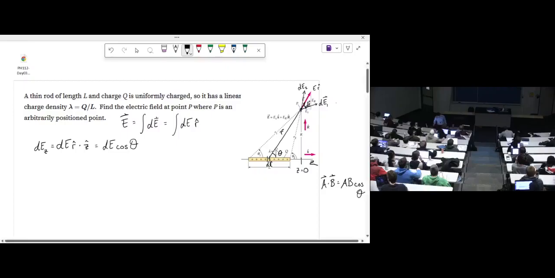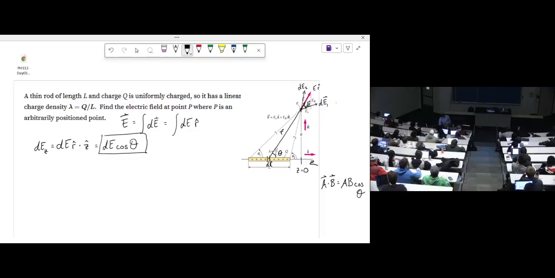Cosine theta. Sorry. Well, what is the value, the magnitude of little r hat? 1. It's a unit vector. What's the magnitude of z hat? It's also 1. And so 1 times the cosine of the angle between them is how I end up getting this differential element right here.